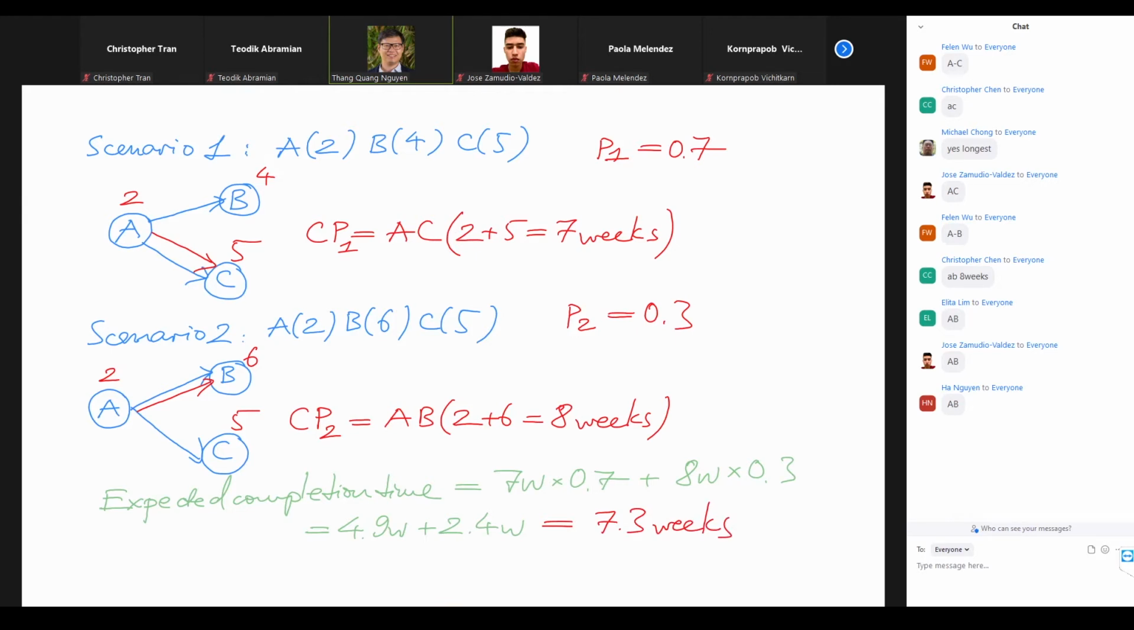So on average, it's going to take us 7.3 weeks to finish the project. So that's what it means, right? Sometimes in reality we finish the project after 7 weeks. Another time we might finish it after 8 weeks, but on average we have about 7.3 weeks.